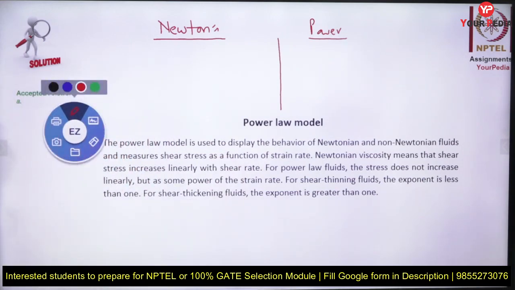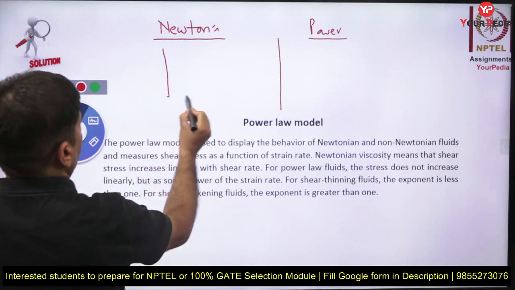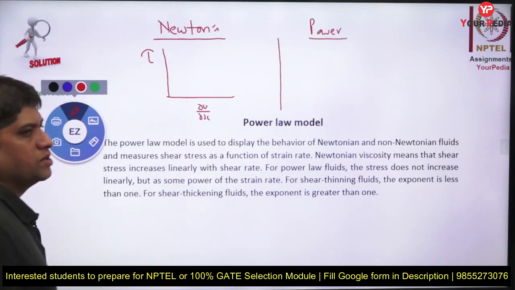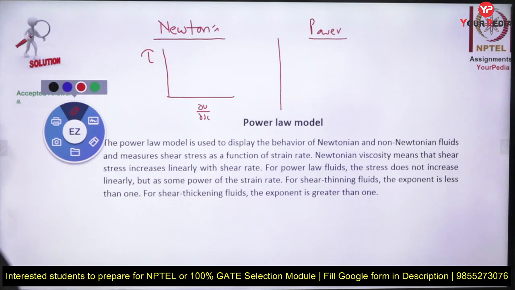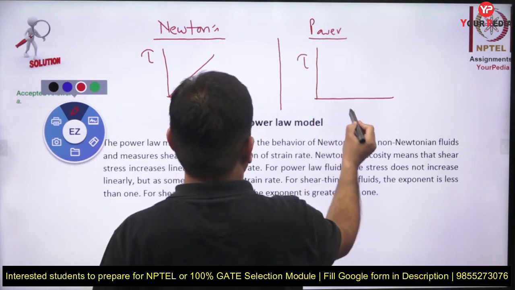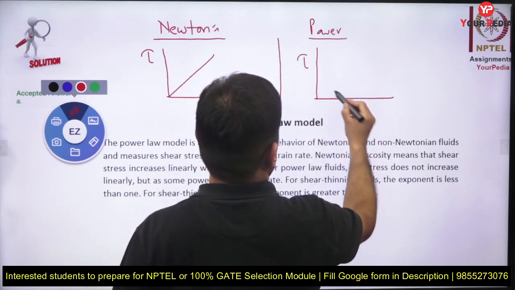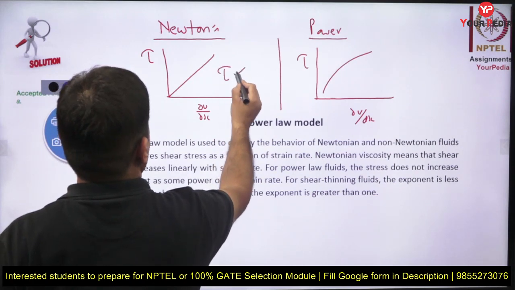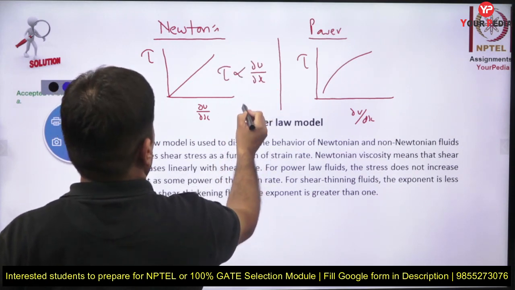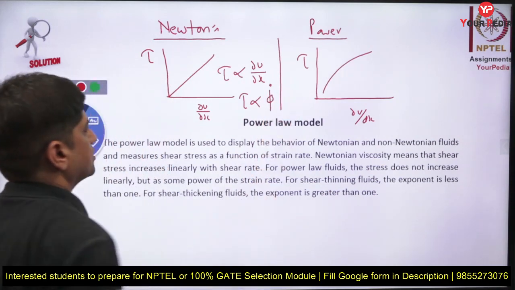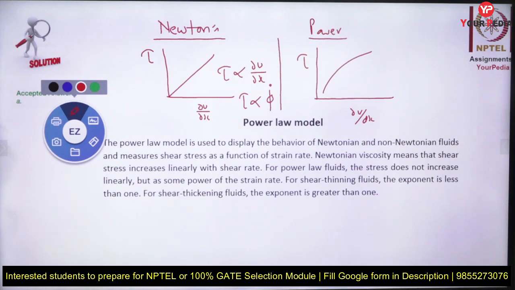What is the difference between the two? For Newtonian fluids, if you draw a graph between stress and rate of shear strain, you get a straight line something like this. Whereas in the power law, if you draw a graph between stress and rate of shear strain, you do not get a straight line, maybe you get a curved line something like this. So in this case you can say tau is proportional to du by dx, or if I write the rate of shear strain as phi dot, tau is proportional to phi dot.